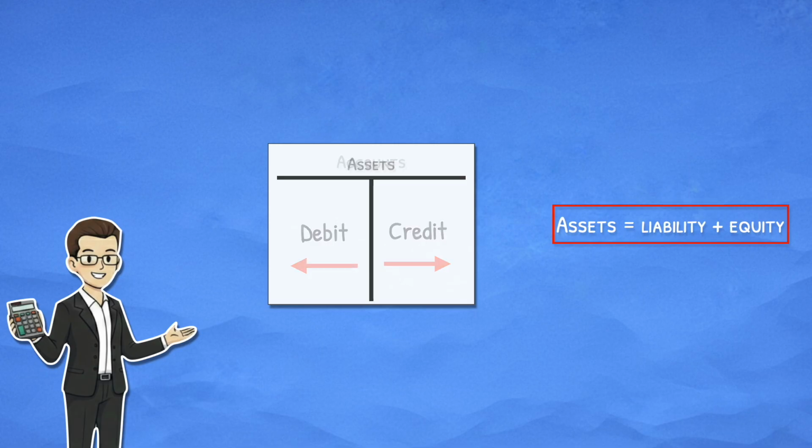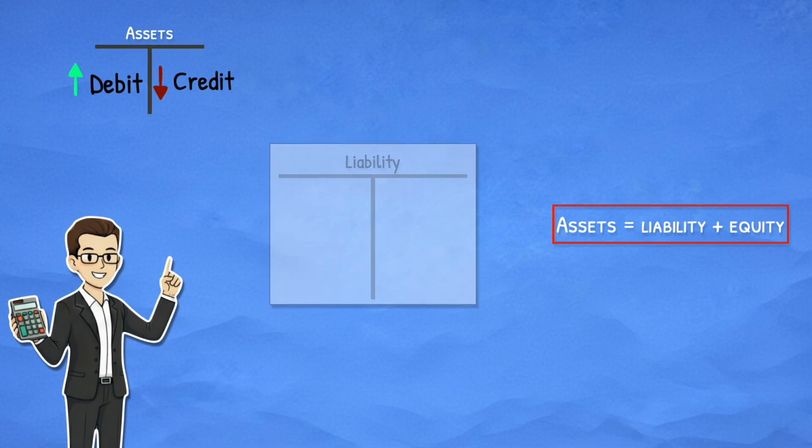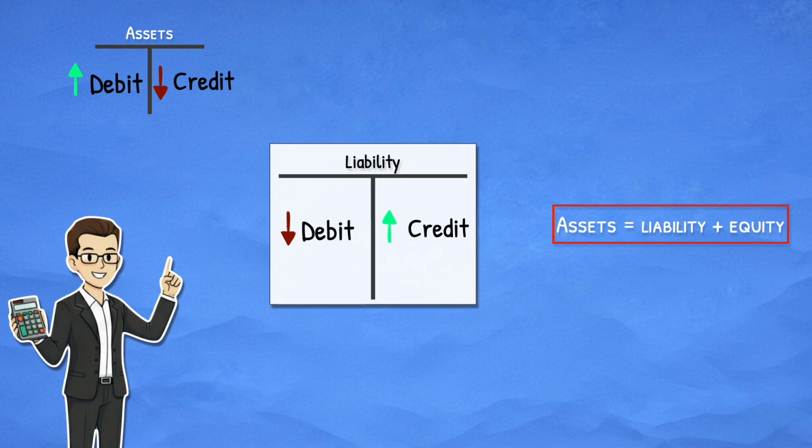Starting with asset account. When an asset increases, it is debited. When an asset decreases, it is credited. This treatment follows the real account rule from the 3 golden rules of accounting: debit what comes in, credit what goes out. A liability account is credited when it increases and debited when it decreases.